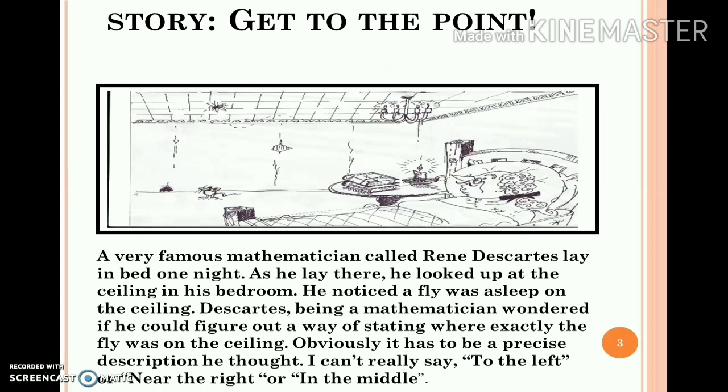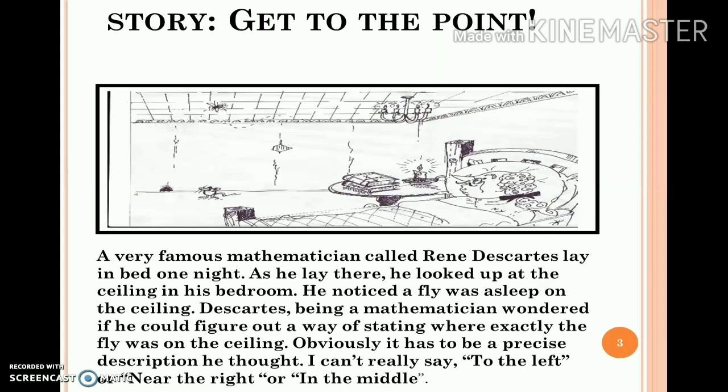Let's begin with the story. Once upon a time, there was a famous mathematician called René Descartes. He was lying in his bed one night. As he lay there, he looked up at the ceiling in his bedroom. He noticed a fly was asleep on the ceiling.